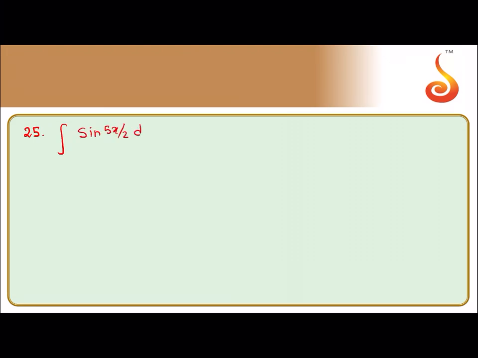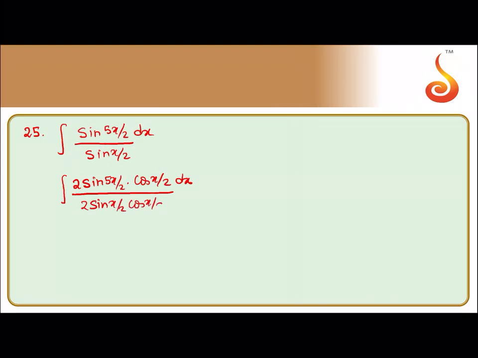(25) Sometimes you come across this type of questions. Integral of sine 5x by 2 dx divided by sine x by 2. Again, you have to remove the denominator. So we multiply and divide by 2 sine 5x by 2 into cos x by 2 dx divided by 2 sine x by 2 cos x by 2.